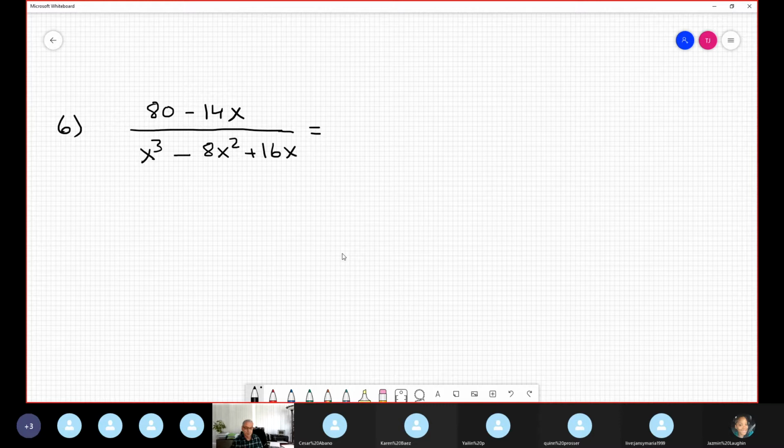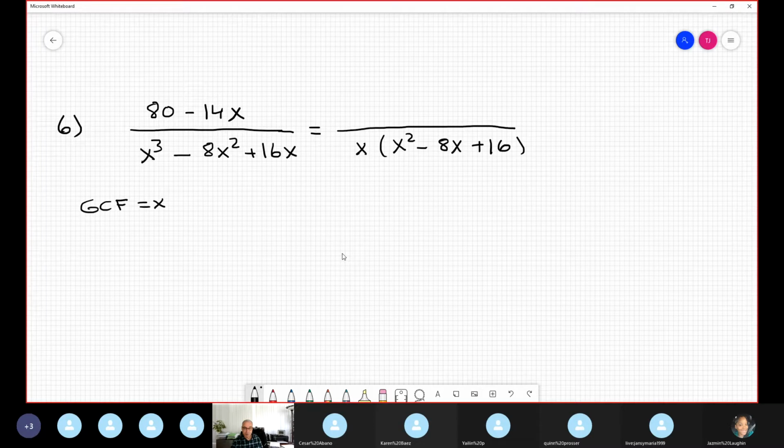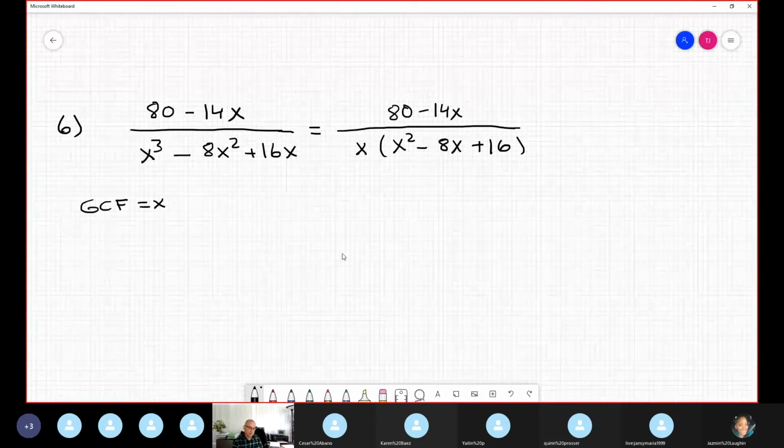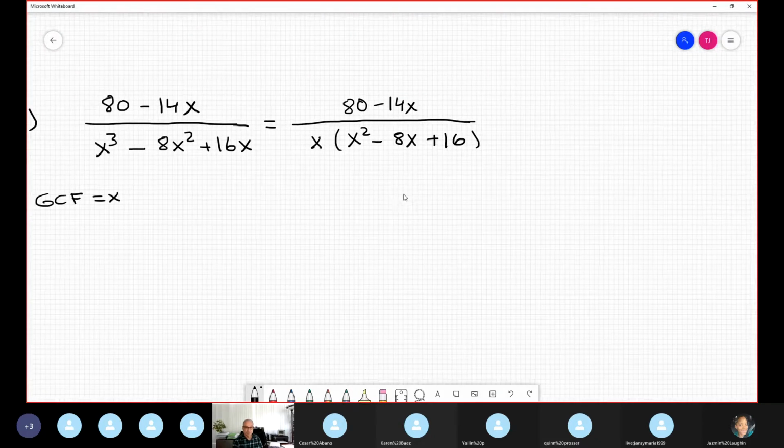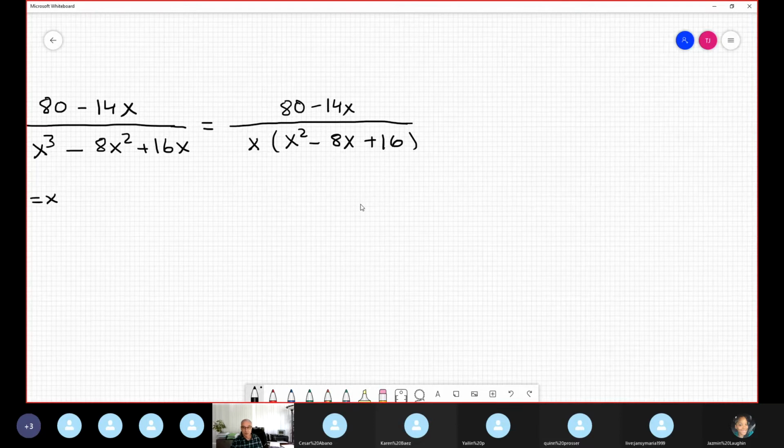It's easy. The greatest common factor is x. I factor out x, so we have x squared minus 8x plus 16, and the top stays the same. I don't touch anything. However, we have here a trinomial, no? And this trinomial is obviously factorable.